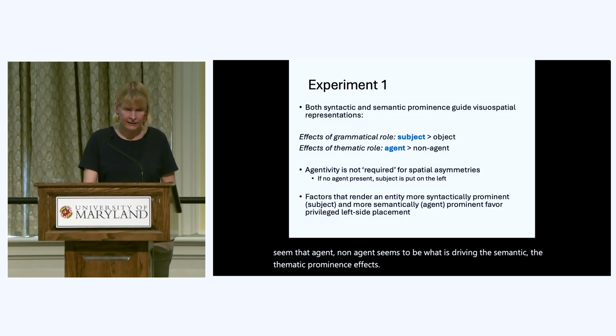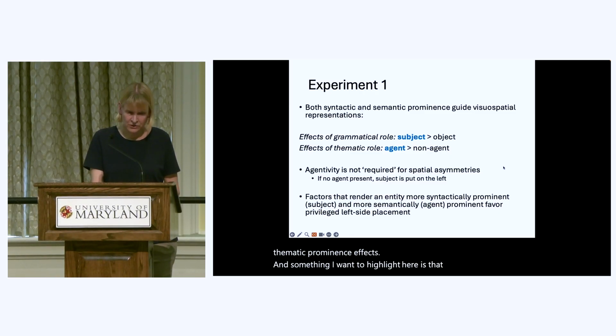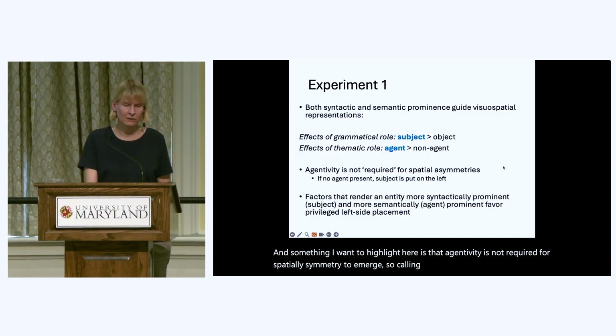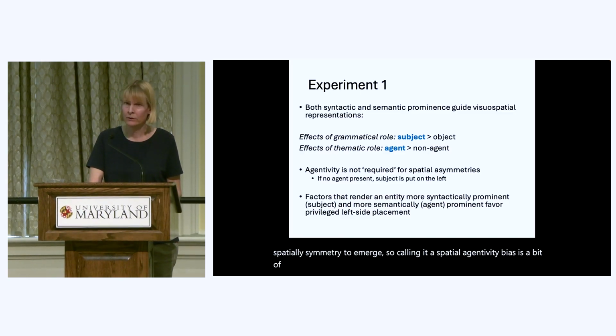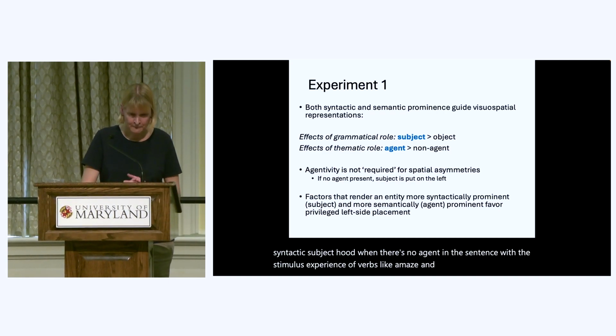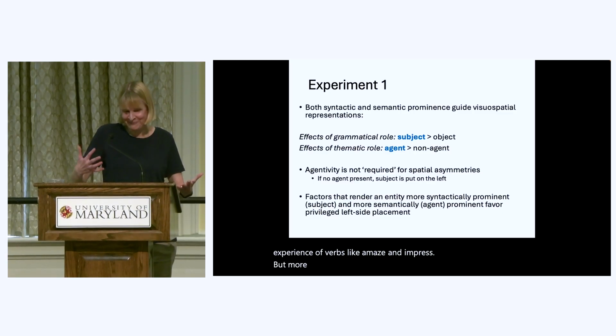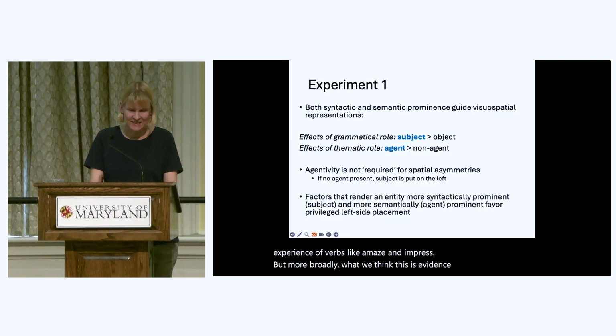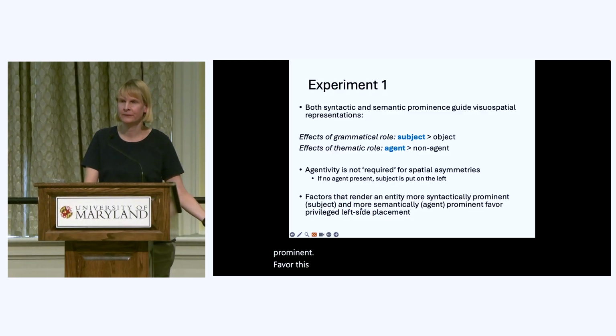And something I wanted to highlight here is that agentivity is not required for spatial asymmetry to emerge. So calling it a spatial agentivity bias is a bit of a misnomer, right? Because we get the asymmetry just based on syntactic subjecthood when there's no agent in the sentence, with the stimulus experiencer verbs like amaze and impress. But more broadly, what we think this is evidence for is that factors that make something more syntactically prominent or more semantically prominent favor this privileged left side placement in English, at least.